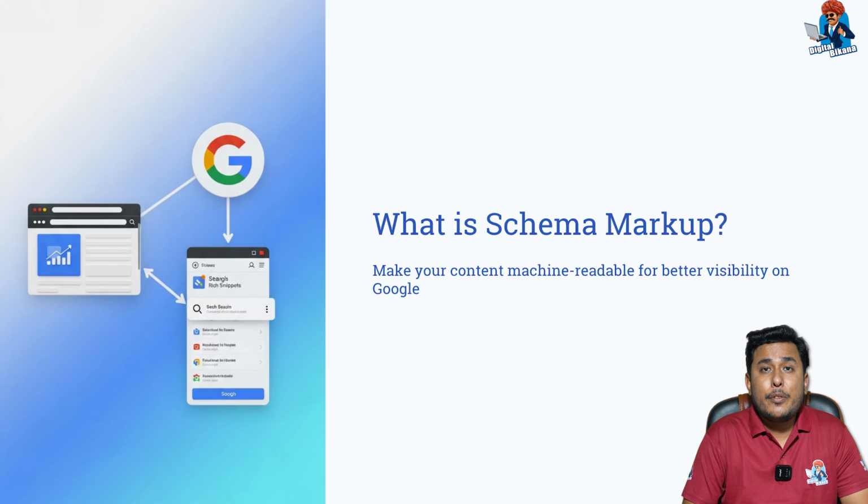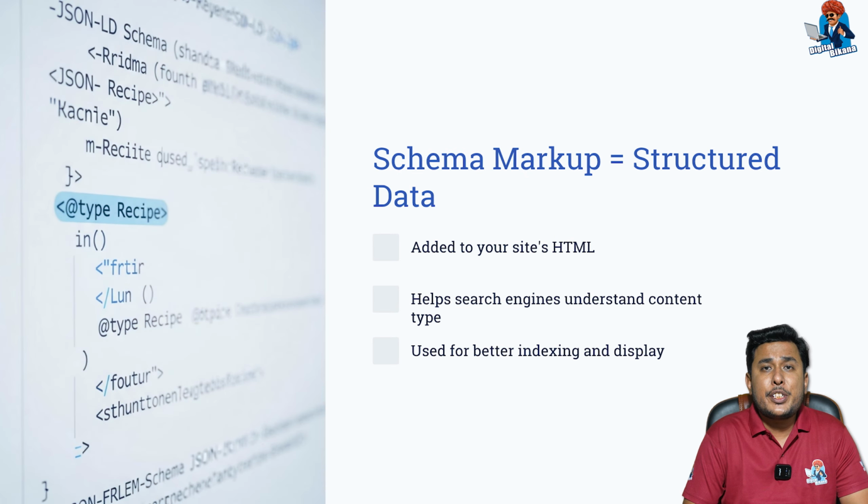Welcome. In this video, we will dive into one of the most powerful but often overlooked elements of SEO, that is schema markup. This structured data helps search engines better understand your content and enhance how your website appears in search results. Schema markup is a type of structured data that you add to your HTML code. It tells search engines exactly what your content means, not just what it says.